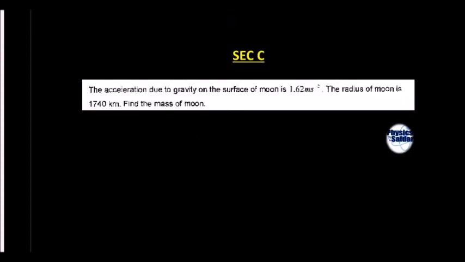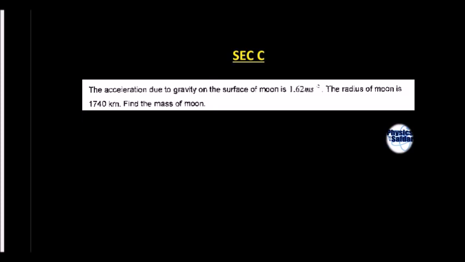Now this question from section C. The question is, the acceleration due to gravity on the surface of moon is 1.62 meter per second squared. The radius of moon is 1740 kilometer. Find the mass of moon.